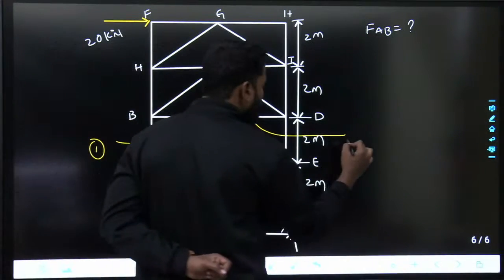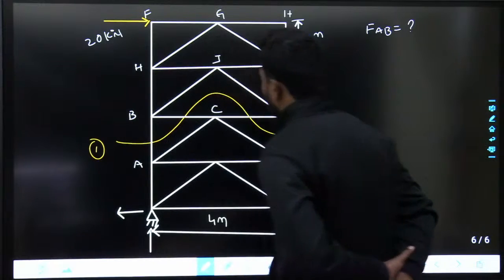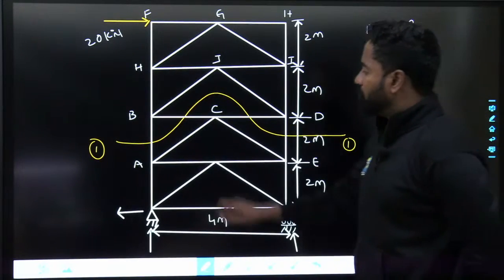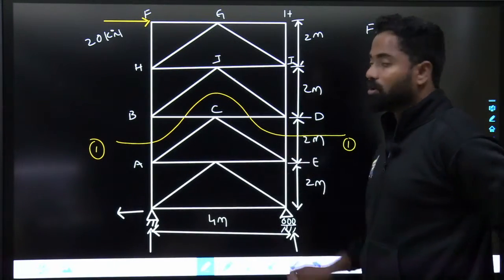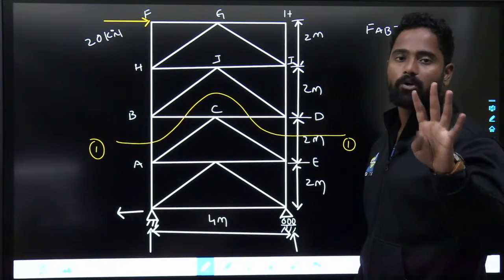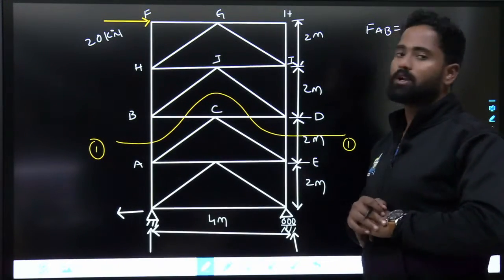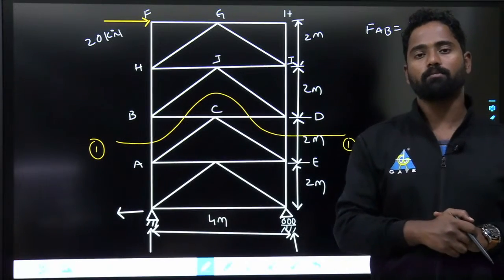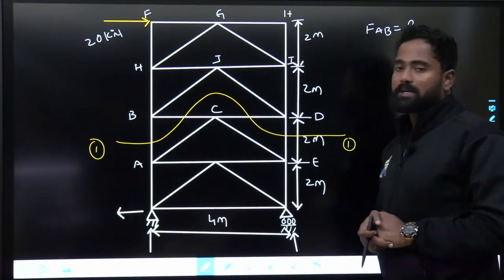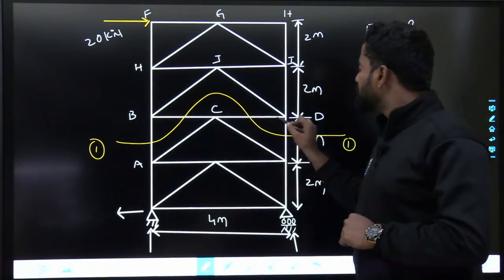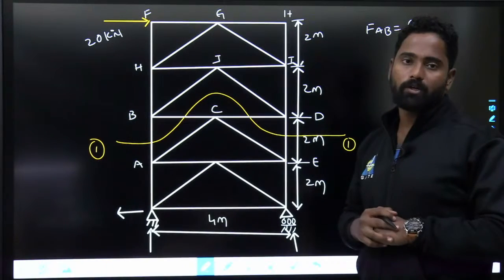Section 1-1. I am cutting the section 1-1 through members 1, 2, 3, 4. 4 members are getting cut over here. Sir, you said only 3 members should be cut. Why are you cutting 4 members? I am cutting 4 members, but if you see, 3 members are meeting at a single joint.